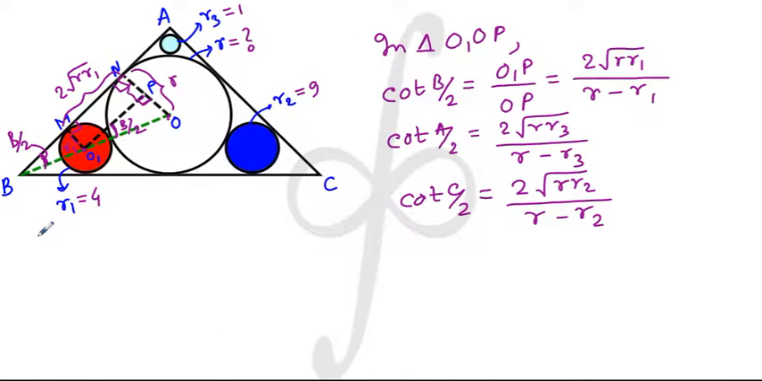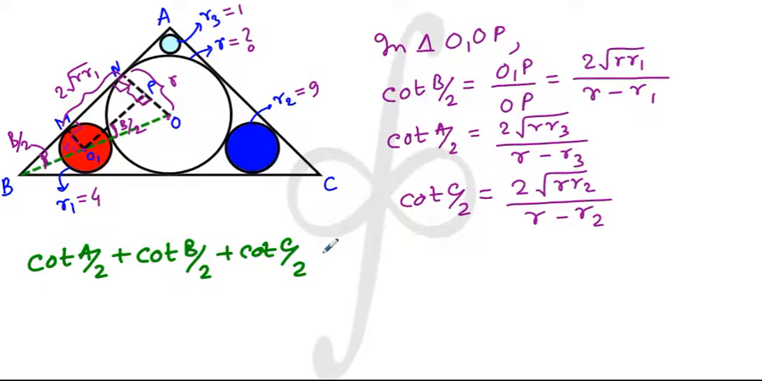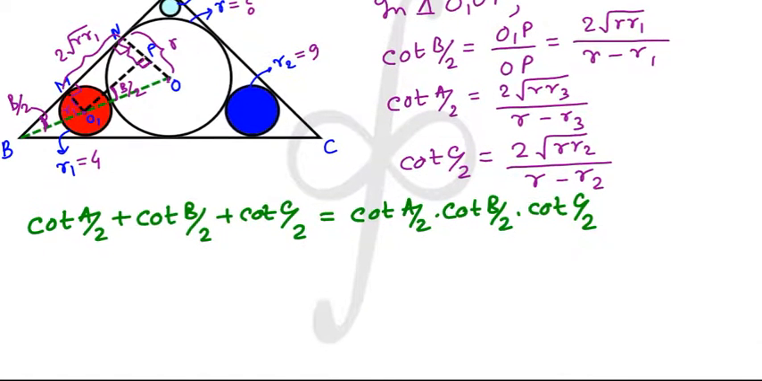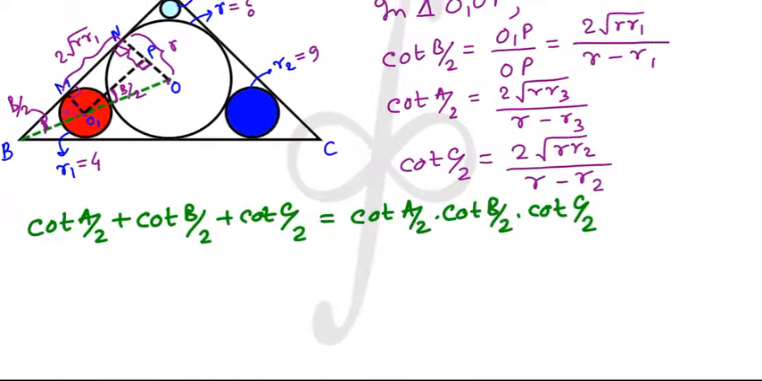Now in a triangle ABC, since A plus B plus C is pi, there is an important trigonometric identity that we can use, that is cot A/2 plus cot B/2 plus cot C/2 comes out to be cot A/2 into cot B/2 into cot C/2. So this is a very important identity that we can use here, since we know the values of cot A/2, cot B/2 and cot C/2.